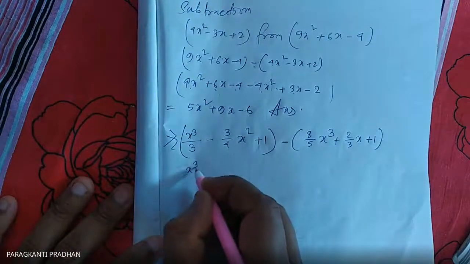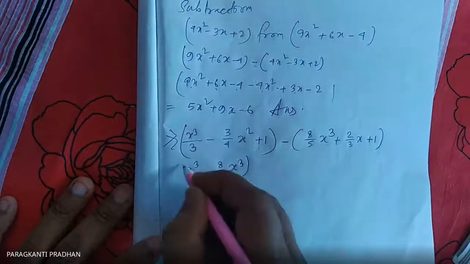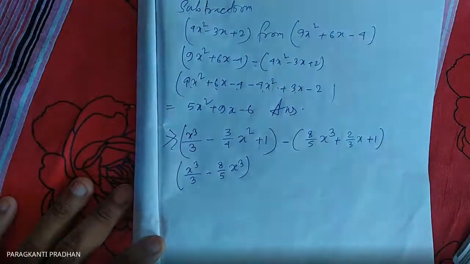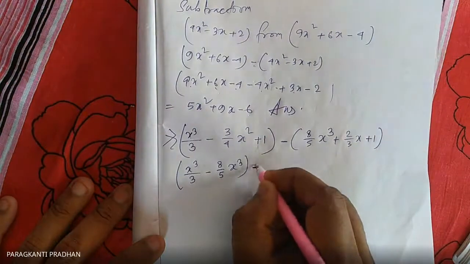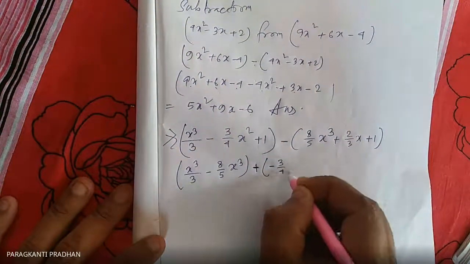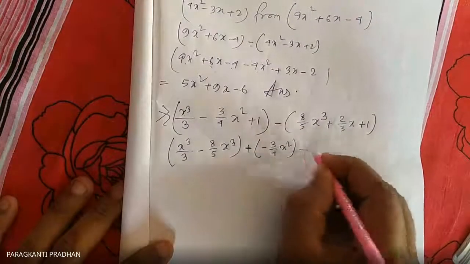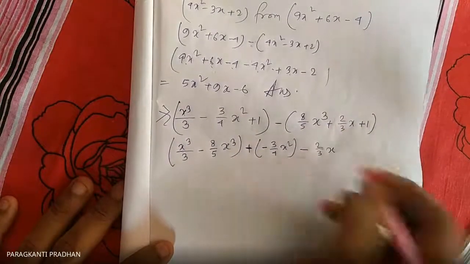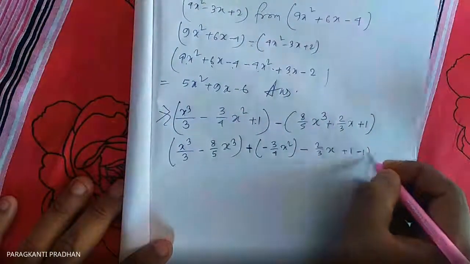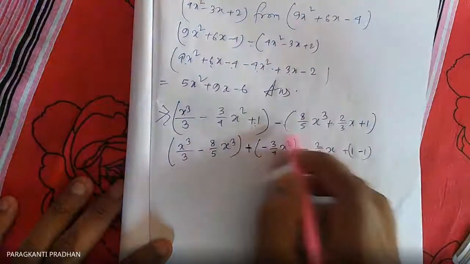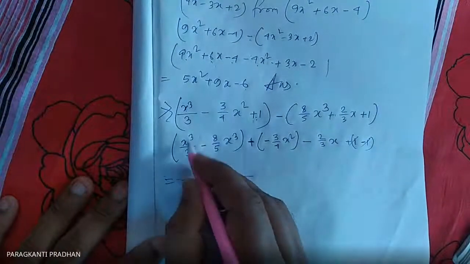You have to write first 8 by 3 minus 8 by 5 x cube, minus, then plus minus 3 by 4 x square. No x square term is there. Now minus 2 by 3 x, minus, then plus 1 minus 1 bracket. This is plus 1 and this is minus 1. 1 cancelled. Now the LCM of 1 by 3 and 8 by 5.